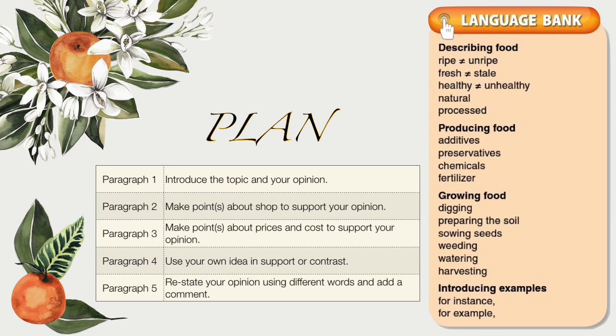Alright, this is the language bank, the words that you can use when you write your essay. To describe food, you can use the words ripe, unripe, fresh, stale, healthy, unhealthy, natural, processed. For producing food, additives, preservatives, chemicals, and fertilizer. For growing food, you have digging, preparing the soil, sowing seeds, weeding, watering, harvesting. And for introducing examples, you have for instance and for example.